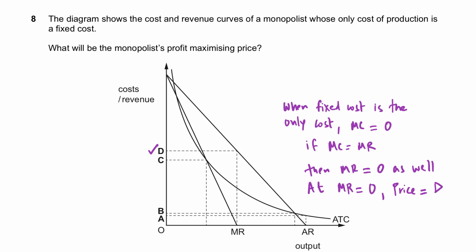If the marginal cost is zero and you're a profit maximizer, then MC is equal to MR, right? When MC is zero, then MR must also be zero. So in order to maximize profit, you should produce this quantity, which would mean your price should be D. Hence, D is the right answer for this.